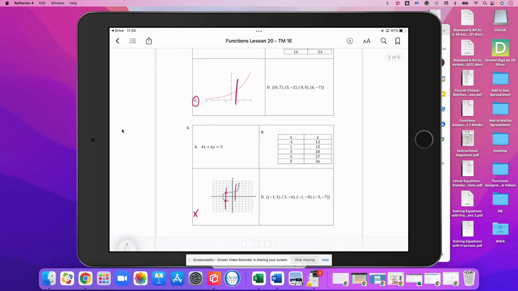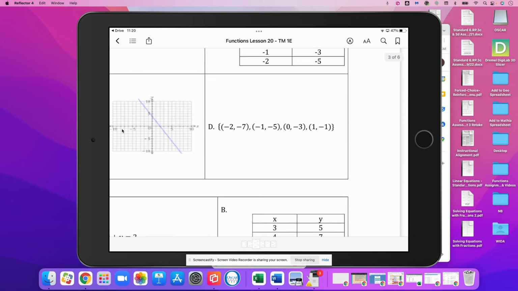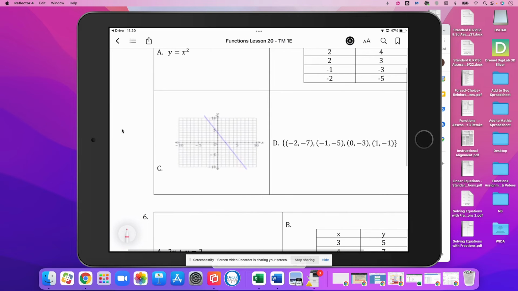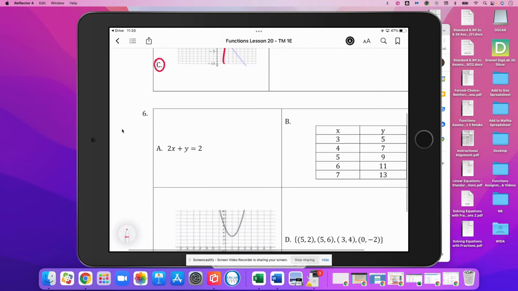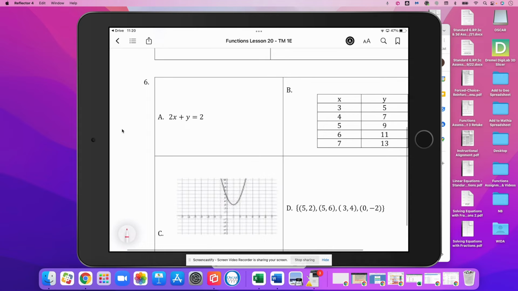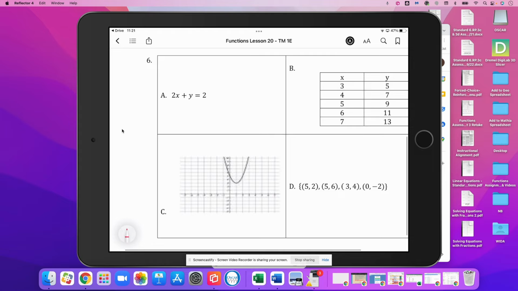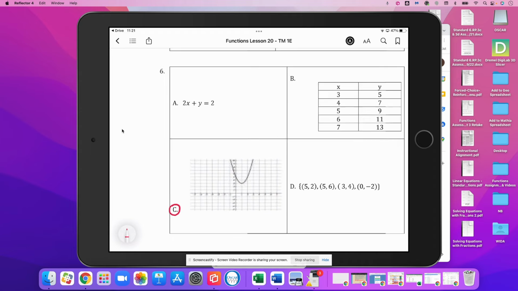All right. Number 5. Again, we see this blue line here. I can draw as many vertical lines as I want, and I'm never going to hit the graph in more than one spot. So, C would be a function. Next, again, I can draw any vertical line, and I only hit one spot. So, it's a function.